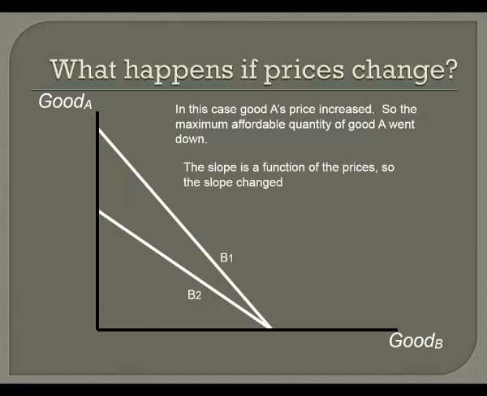Remember again, the slope is a function of the prices, and when a price changes and the other one doesn't, the slope's going to have to change, and the intercepts are also going to change. The intercept for the good whose price changed is what is going to change. I hope that makes sense to you. I hope that helps you understand how these budget constraints behave. More videos, of course, will be popping up.